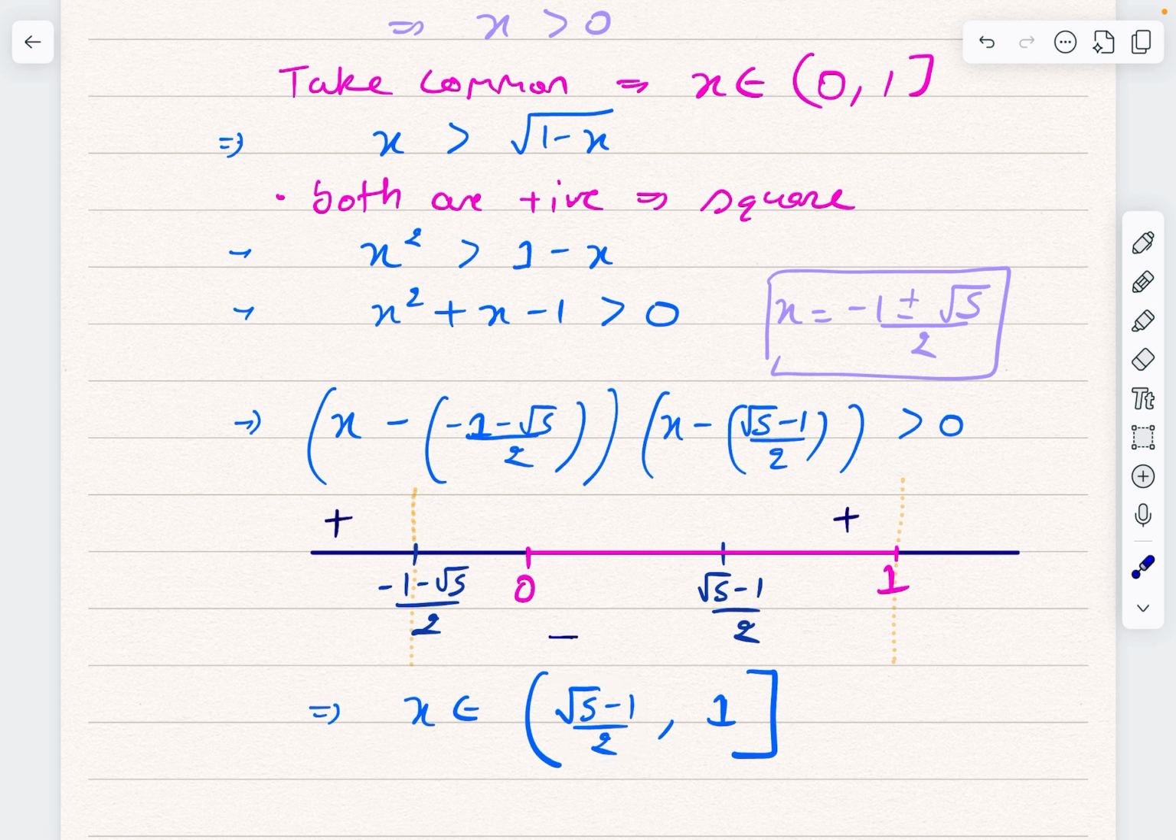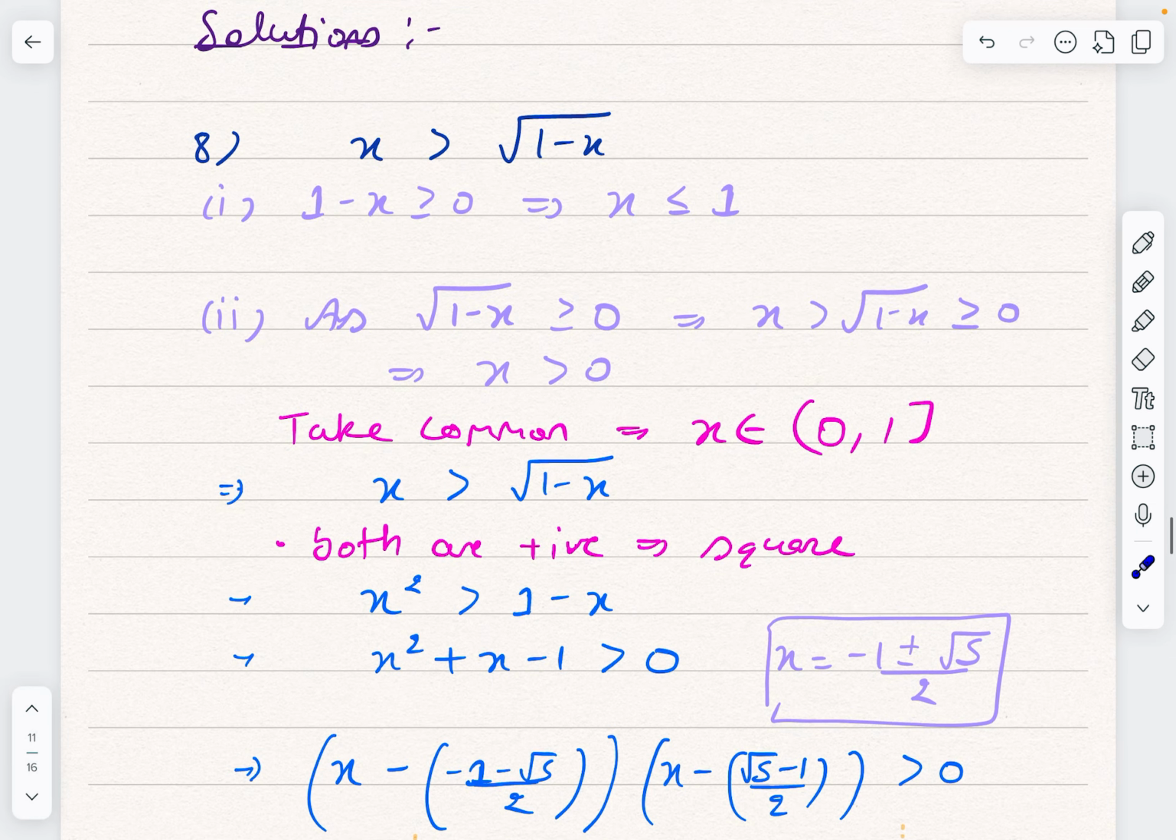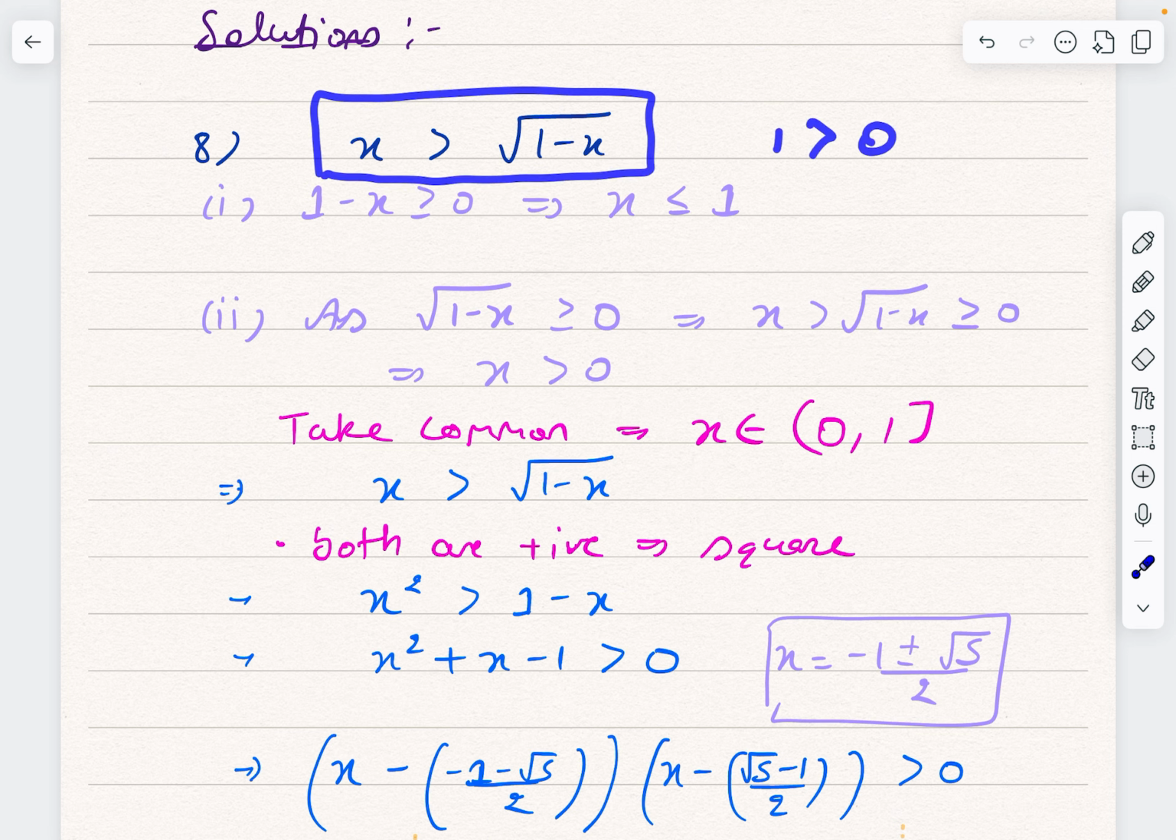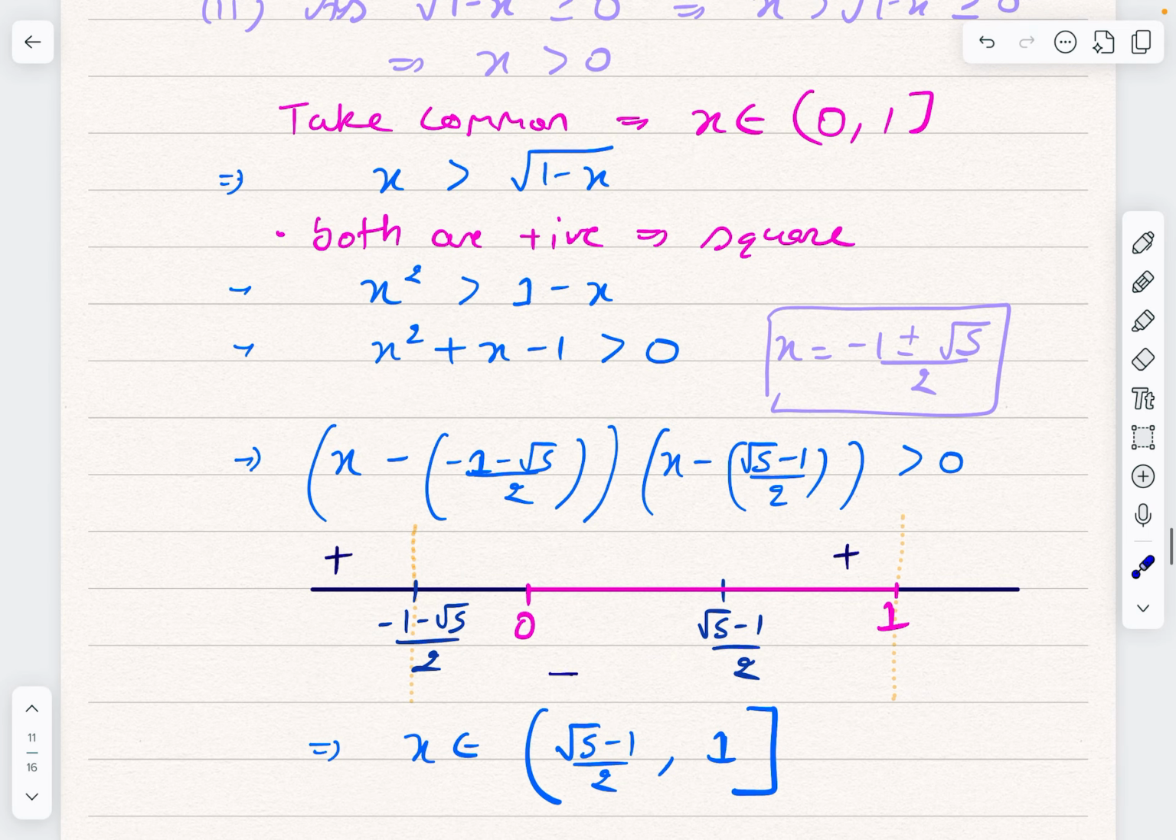But what about 1? 1 will be closed here. 1 doesn't feature here. So if you want to select 1 if it is open or closed, you can just put 1 in the original equation. If you put 1 here, you will get 1 greater than 0, which is true. So 1 satisfies the original equation. So we can say it will be closed. So the final answer is (square root 5 minus 1)/2 to 1, where (square root 5 minus 1)/2 is open and 1 is closed.